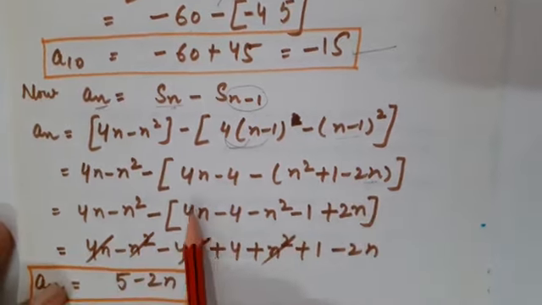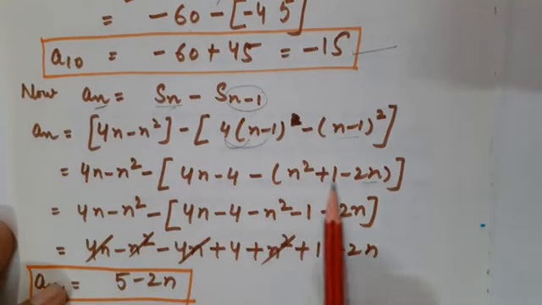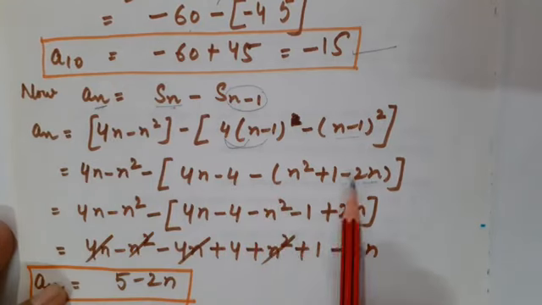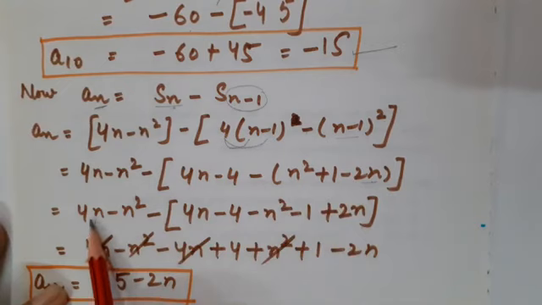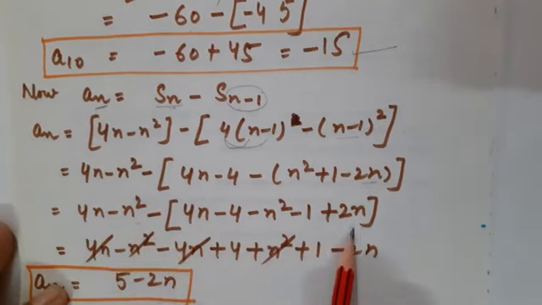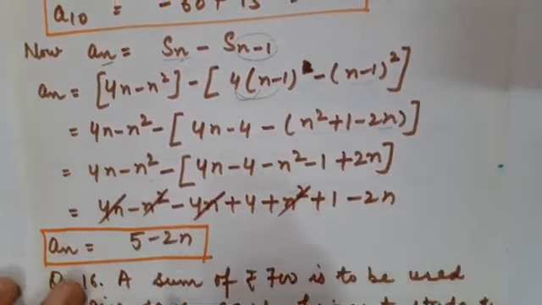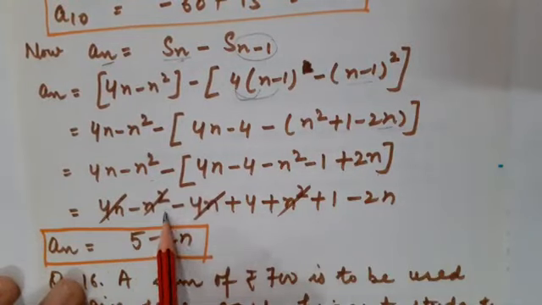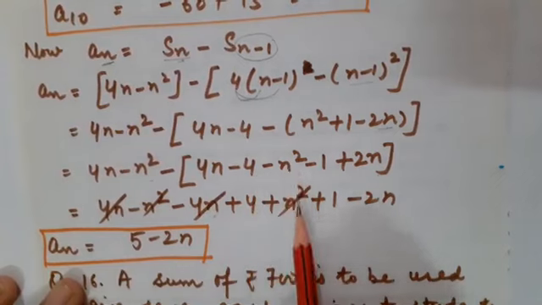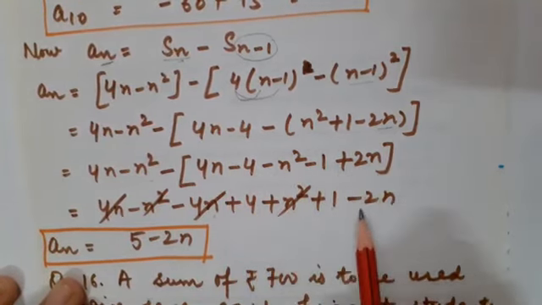Correct? Now let us solve this bracket first. 4n minus 4. This minus is entering inside the bracket. It would become minus n square minus 1 plus 2n. Correct? And this 4n minus n square is written as it is. Again this minus is entering inside the bracket, so the sign of each and every term will be changed. It would become 4n minus n square, minus 4n plus 4 plus n square plus 1 and minus 2n.